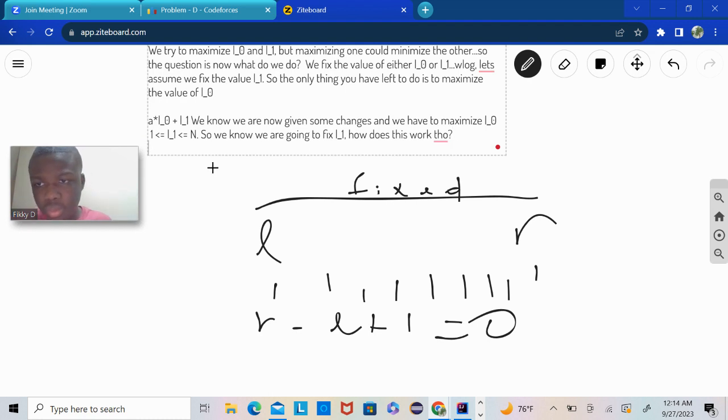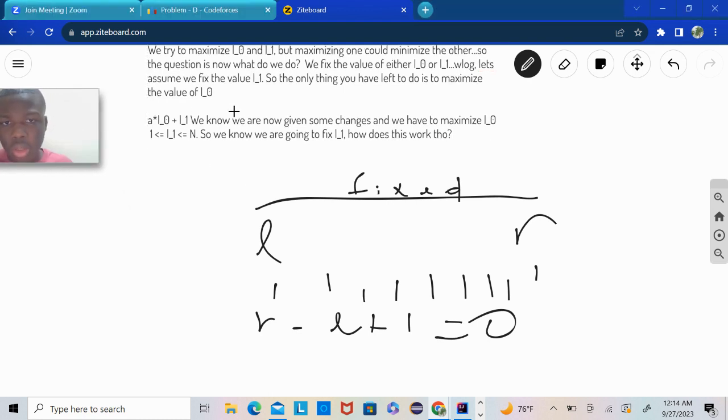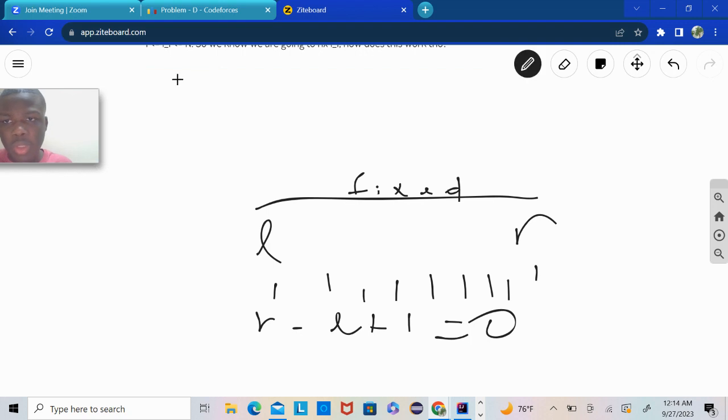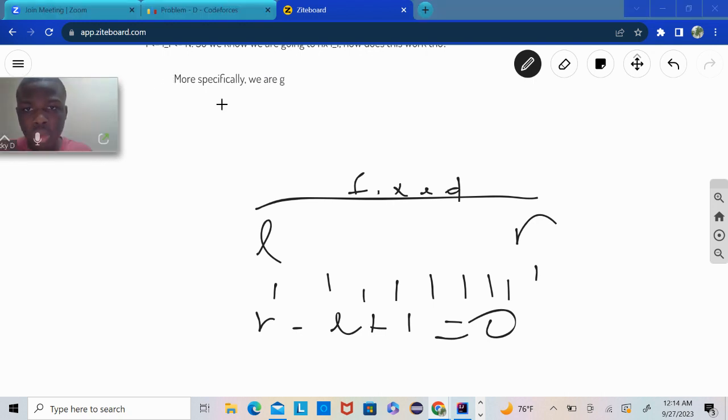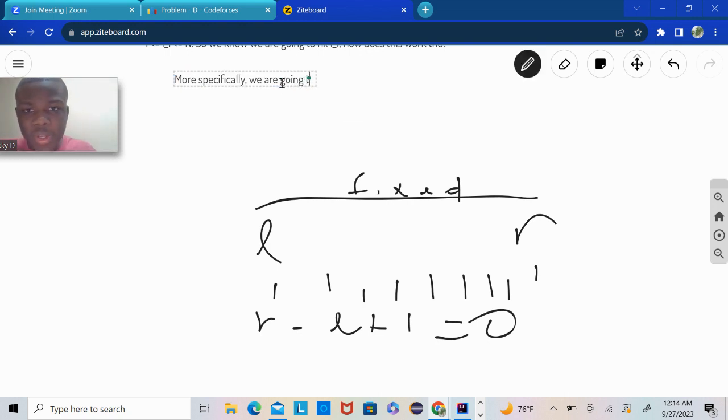Yeah. So more specifically, you're going to fix a certain window LR to be fully ones. That's what we're going to do. More specifically, we're going to fix a certain window to be fully ones.